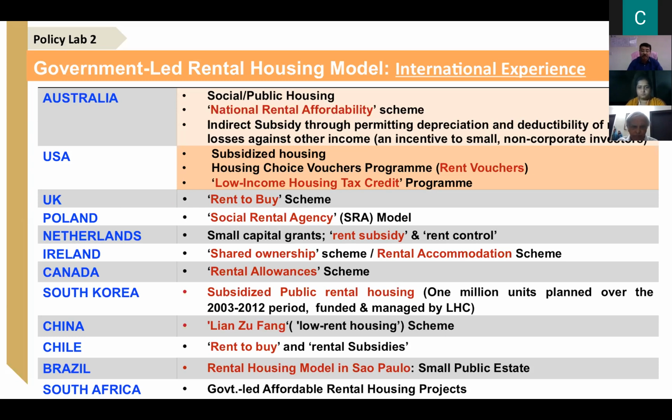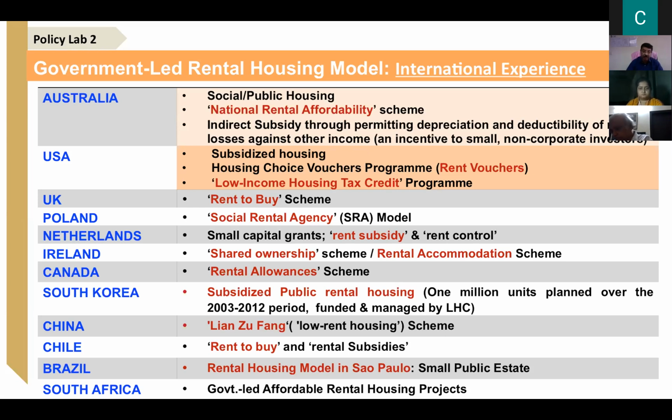During the period 2003 to 2012, they had planned 1 million units of rental housing, so we'll hear from our speakers from the LHC what the status of that scheme is. China also has a public low rent housing scheme. Chile, Brazil and South Africa also have government rental schemes. Because of all these, a significant percentage of people stay in rental accommodation.